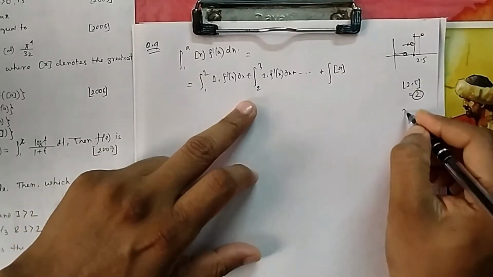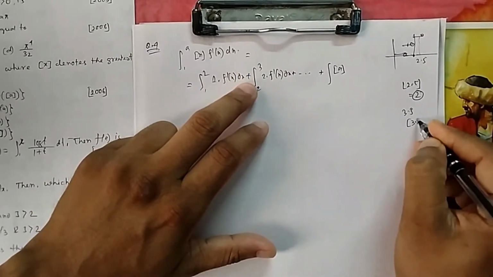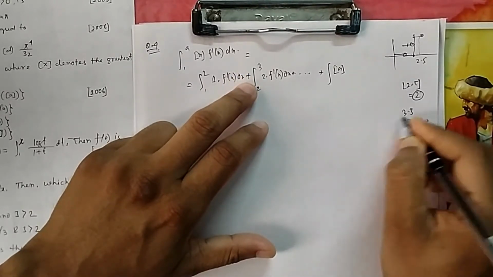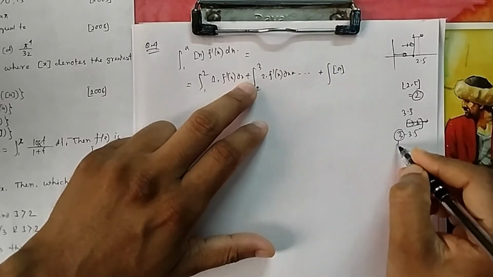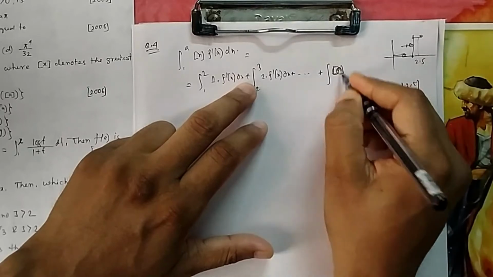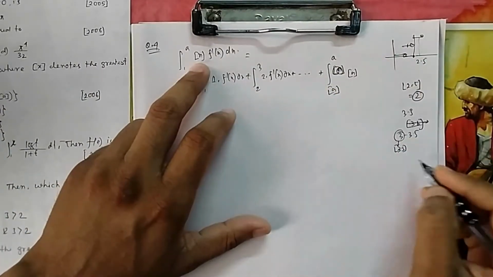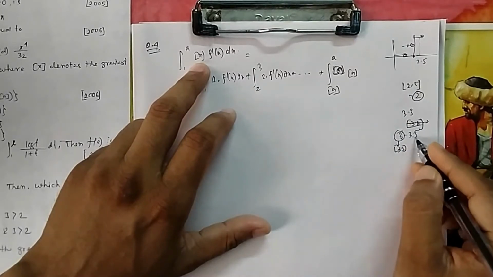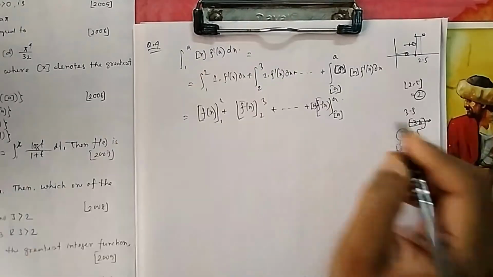Suppose it is 3.5. Up to 3 you have already gone, so next will be from 3 to 3.5. Here 3 is the box of that one. So you will start from [a] and go up to a. The output from [a] to a will be [a], that is, [a] times f'(x). So it will be of this fashion.